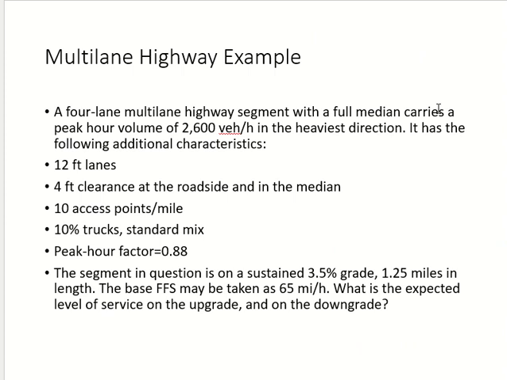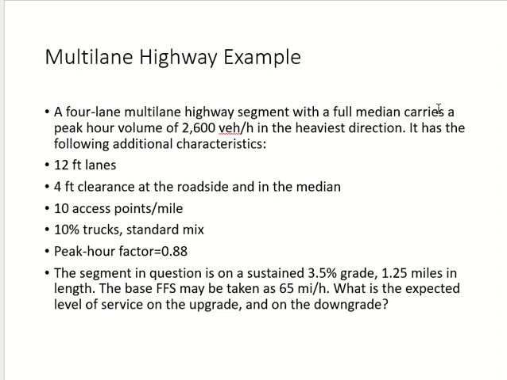Okay, the next question is for a multi-lane highway. A 4-lane multi-lane highway, it has a median, peak hour volume is 2600. Okay, 12 feet lanes, 4 feet clearance on the road side and the median side. I told you road side means the right hand side and median side is the left hand side. So 4 feet on each one. We have 10 access points per mile, 10% trucks, standard mix. Standard mix means the same thing which I showed you: 70% single unit trucks and 30% trailer trucks.